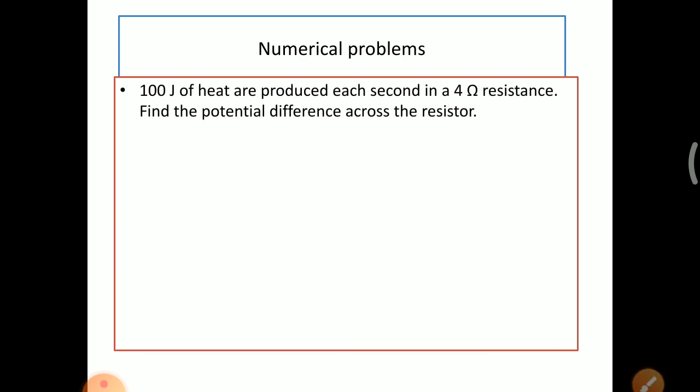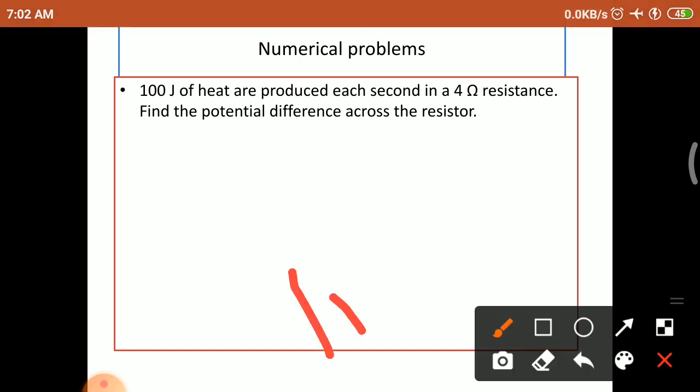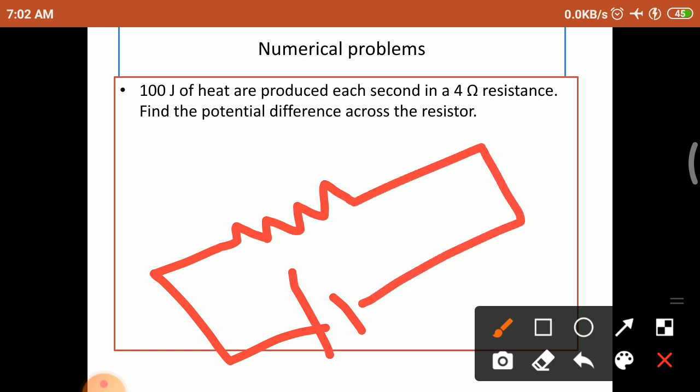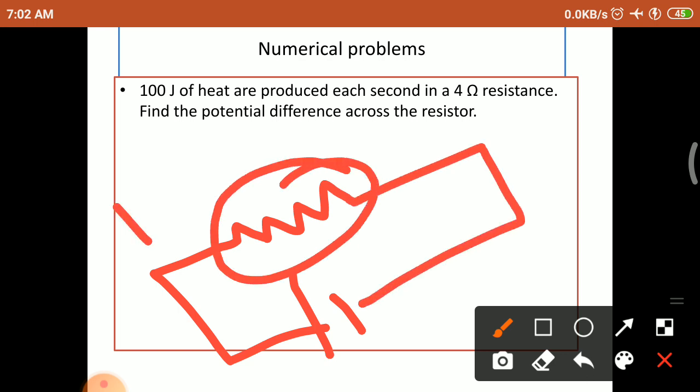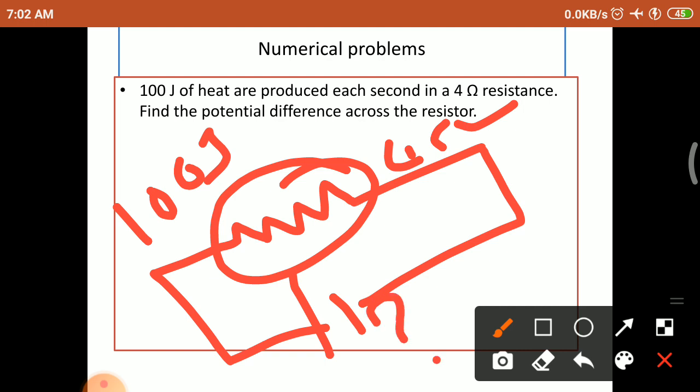The next question, 100 joule of heat are produced each second in a 4 ohm resistance. Find the potential difference across the resistor. See, this is a resistor and it produces 100 joule of heat in each second. It has a resistance 4 ohm. So what is the potential difference here? You have to calculate potential difference across the resistor.